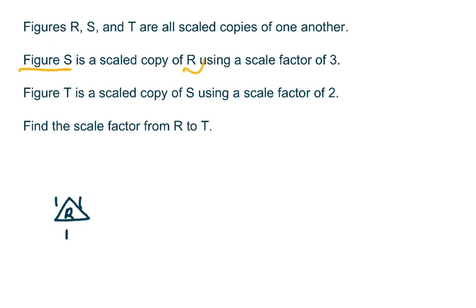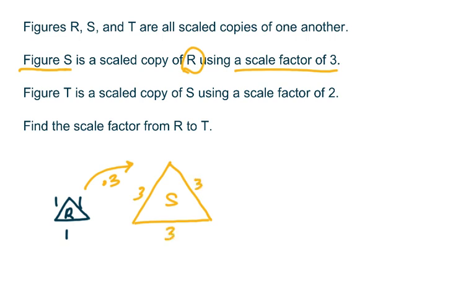It's a scaled copy of R using a scale factor of 3. So we'll be multiplying each of the side lengths by 3. 3 times 1 is 3. 3 times 1 is 3. 3 times 1 is 3. This gives me figure S, and it has side lengths of 3, 3, and 3.